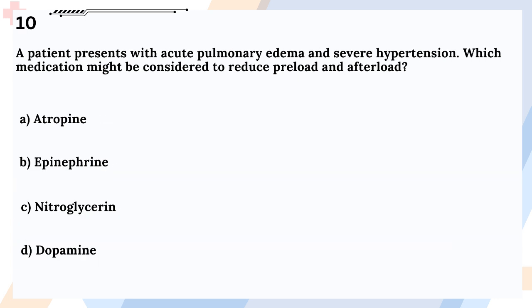Question 10. A patient presents with acute pulmonary edema and severe hypertension. Which medication might be considered to reduce preload and afterload? A. Atropine. B. Epinephrine. C. Nitroglycerin. D. Dopamine.